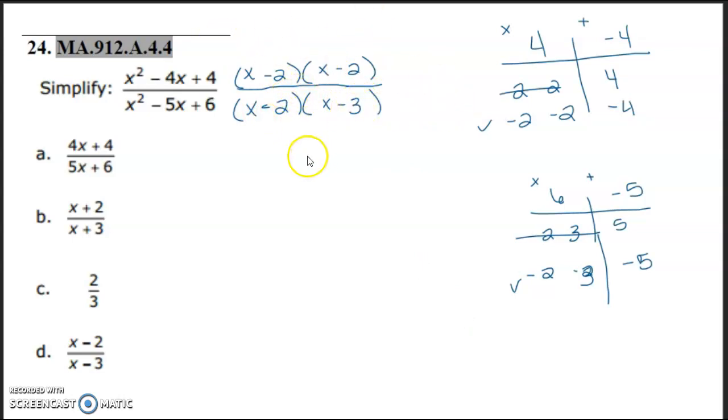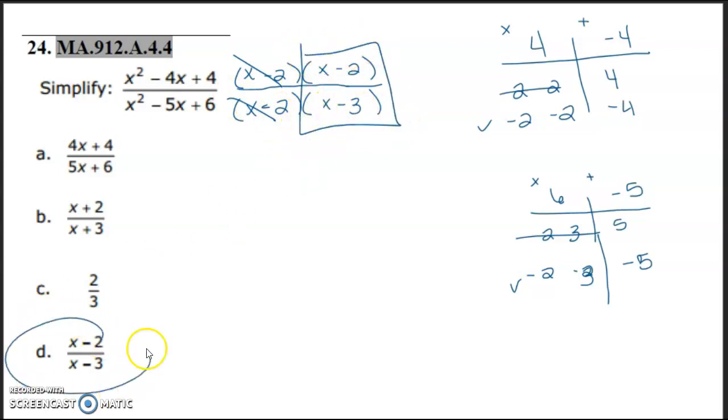All right, so now this is pretty easy. Now we can just go ahead and cancel the things that cancel. So this x minus 2 and this x minus 2 cancel each other out. And we're only left with this x minus 2 and x minus 3. They don't cancel each other out. So this would be your final answer. So for number 24, your answer should be D.